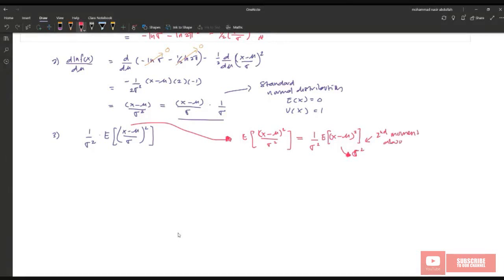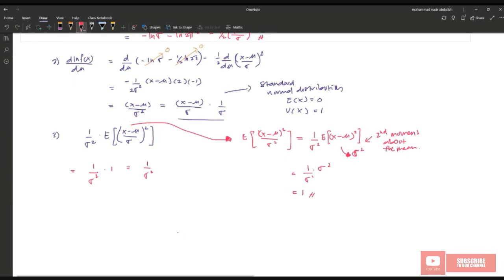This is from second moment about the mean, right? So this one should be sigma squared, and then this one should be sigma squared multiplied with 1 over sigma squared. This one should be equal to 1. So then we will get 1 over sigma squared multiplied with 1. So this is equal to 1 over sigma squared.